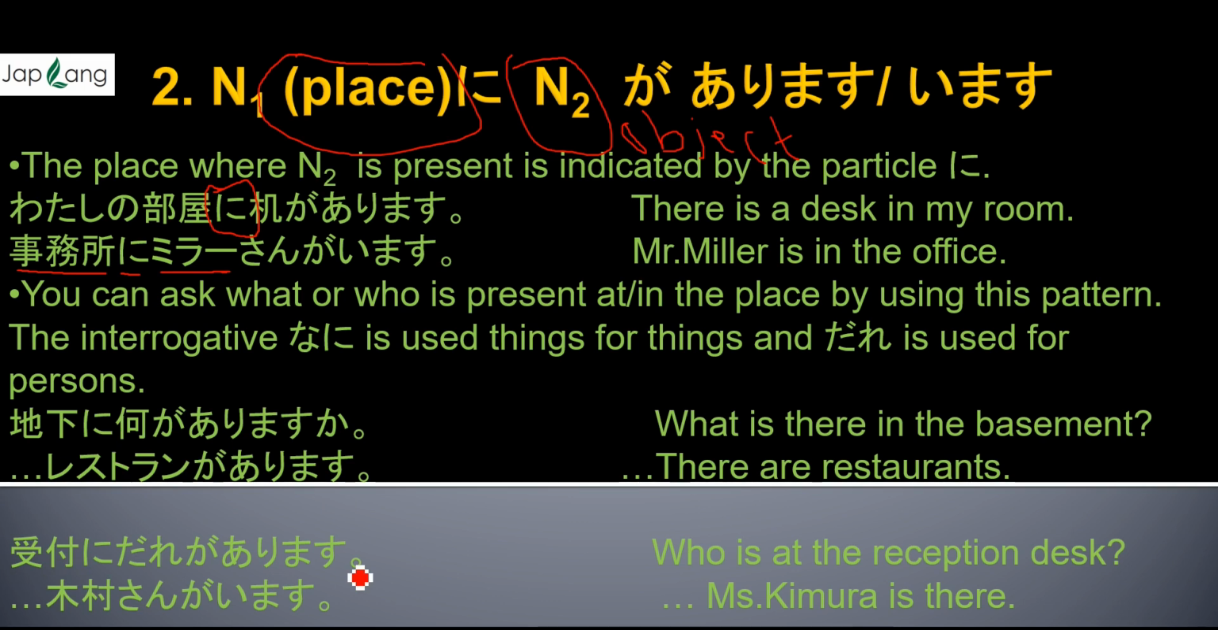Uketsuke ni dare ga arimasu ka? Yeah, it should be ka here in the end. Uketsuke ni dare ga, because it is dare we should be using imasu. Uketsuke ni dare ga imasu ka? Who is at the reception desk? Kimura-san ga imasu. Miss Kimura is there. Right, so understood, like where to use ni particle and ga arimasu.